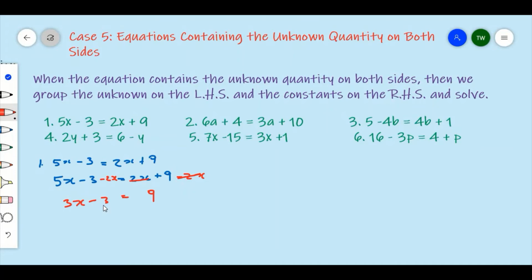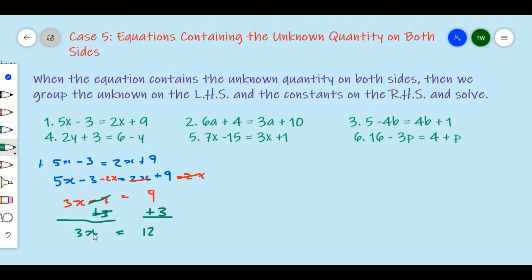Now, we don't want this minus 3 here. So what we can do is to add 3 to both sides. So I'm going to add 3 to this side. And I'm also going to add 3 to this side. Remember, whatever you do to one side, you have to do it to the next side in order to keep the equation balanced. So minus 3 plus 3, that gives us 0. So in other words, they cancel out each other, right? So what we're left back with is just 3x is actually equal to 9 plus 3, that's going to give us 12.